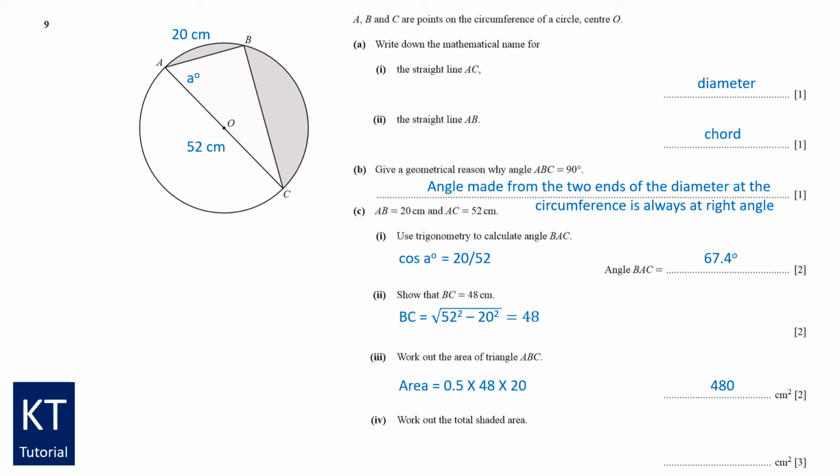Next, work out the total shaded area. The shaded area can be calculated by subtracting the area of the triangle ABC from the area of the semicircle.